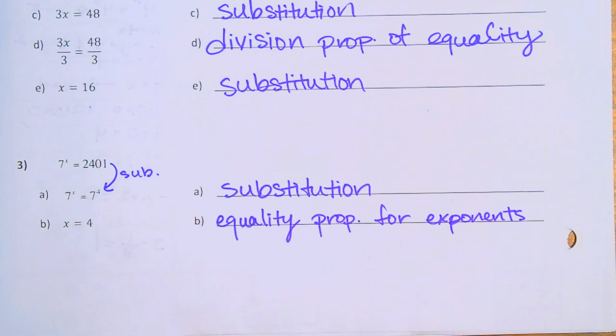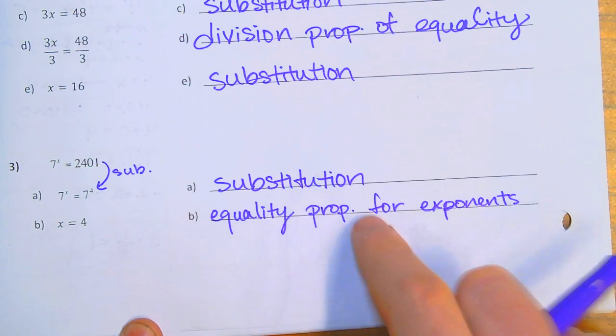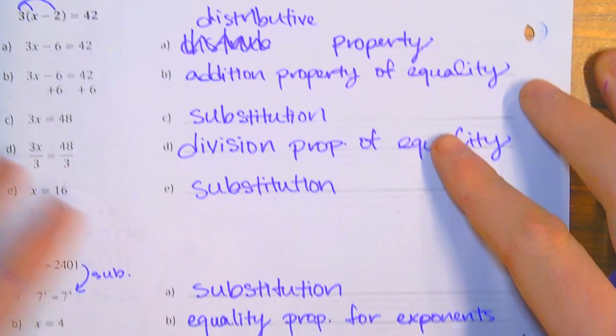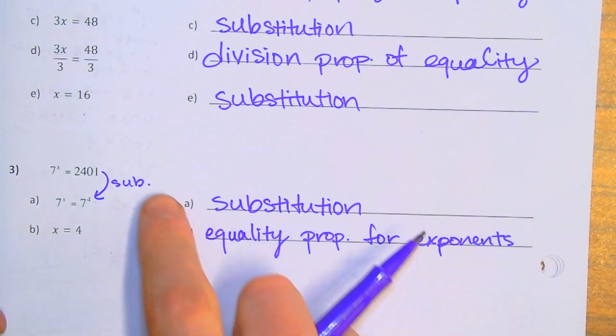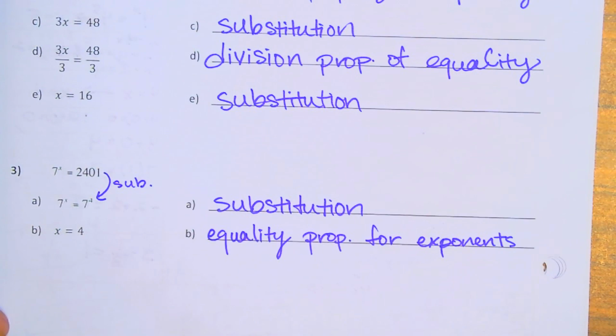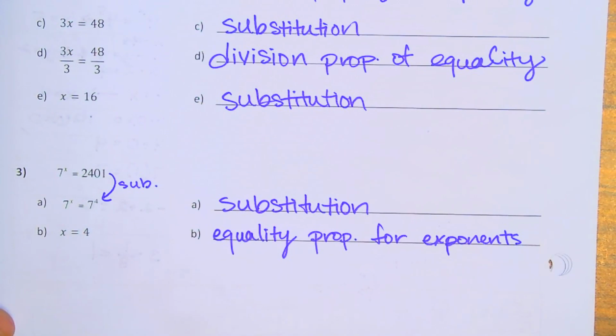Okay? So, exponent ones are pretty simple. Substitution and equality property for exponents. Just like that. Oh, did you guys see it? Or did I not even get it in? Yeah, so substitution, equality property for exponents. Okay? Might have to record that back and see.